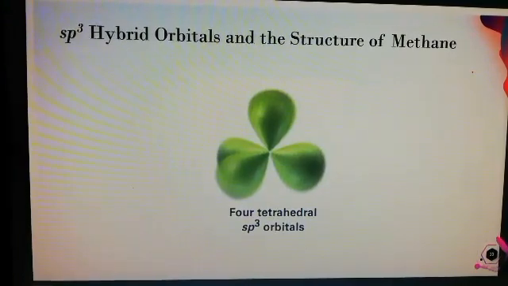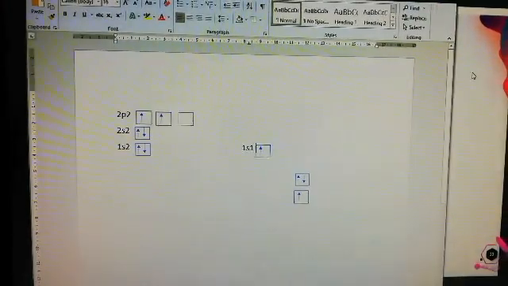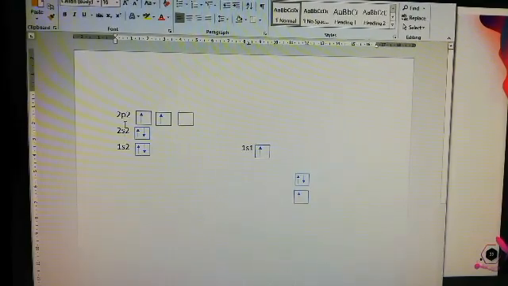Now, let's see how sp3 hybridized carbons come together. So, ang carbons natin has 6 electrons. That is its atomic number. So, in this matter, we are concerned with its valence electrons, which is 4. So, let me have the energy diagram for carbon. So, this is the energy diagram for carbon, okay? So, 1s2, 2s2, and 2p2. So, that makes 6 electrons.